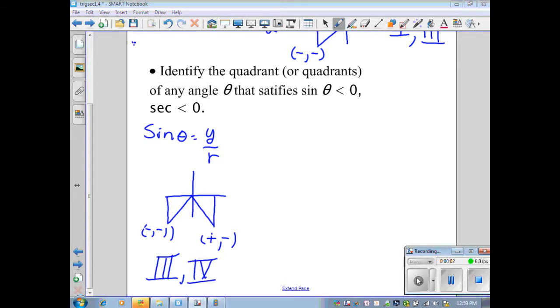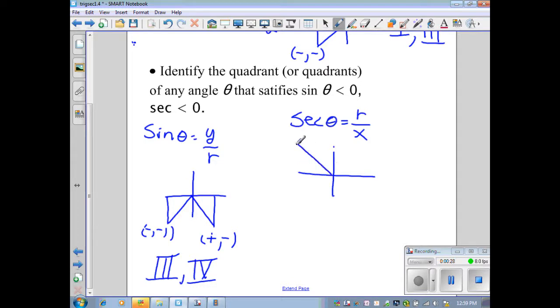Let's take a look at secant theta. We know secant theta is the reciprocal of cosine theta, which is x over r. So secant theta is r over x. Well, let's take a look at a coordinate plane and identify quadrants where my x value is going to be negative. That will represent quadrants that have secant theta less than 0.